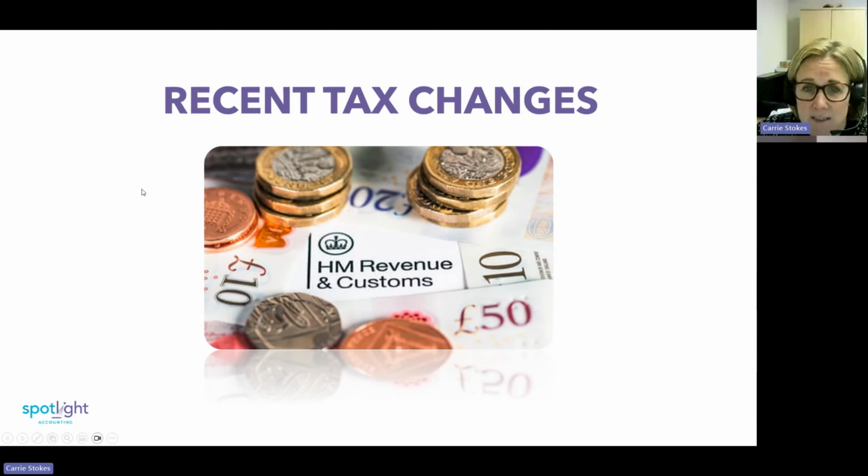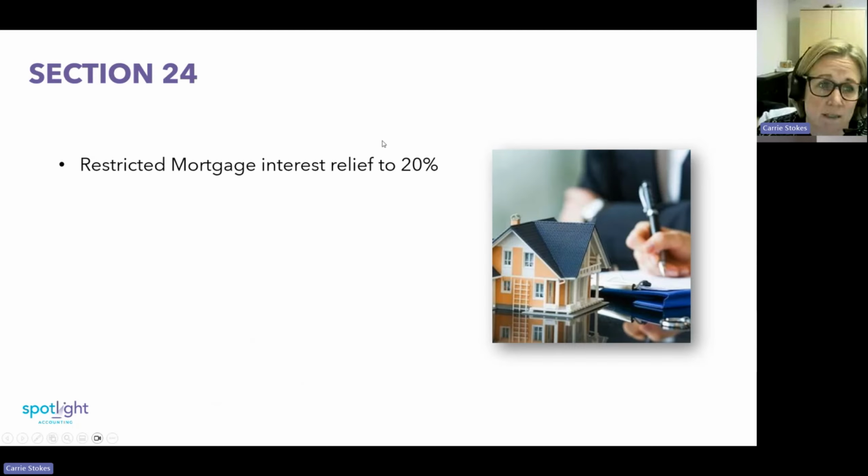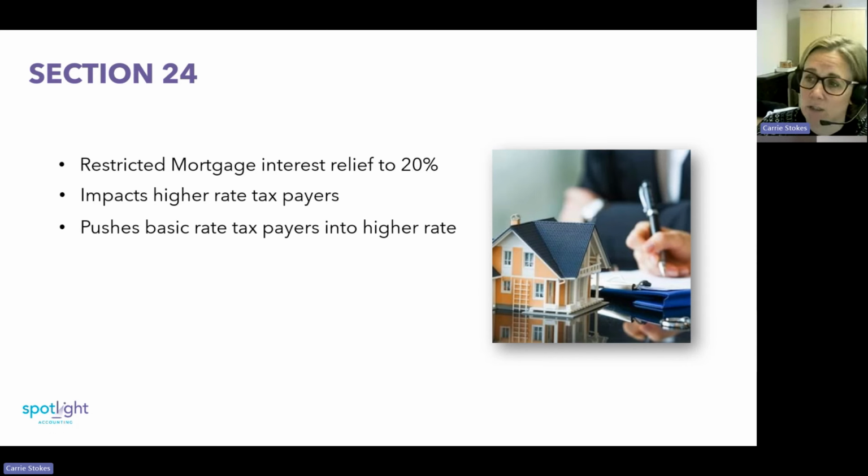Recent tax changes that have come into effect. Section 24 has been the biggest over the past few years, which is what I mentioned earlier about restricting mortgage interest relief to 20%. The main impact has been on higher tax rate payers, but it has pushed a lot of basic rate taxpayers into higher rate.